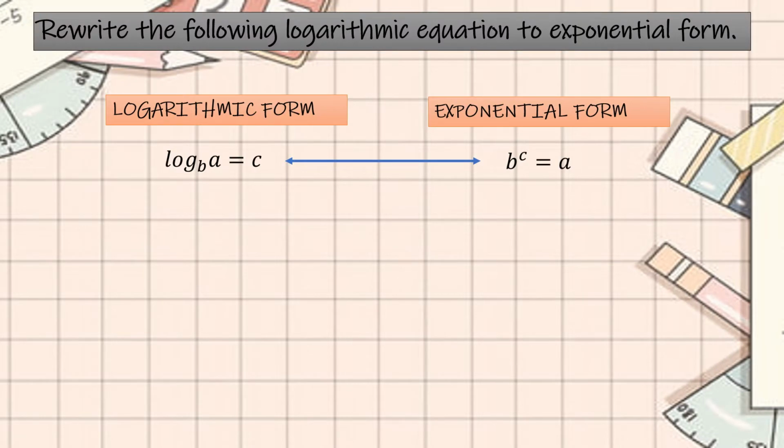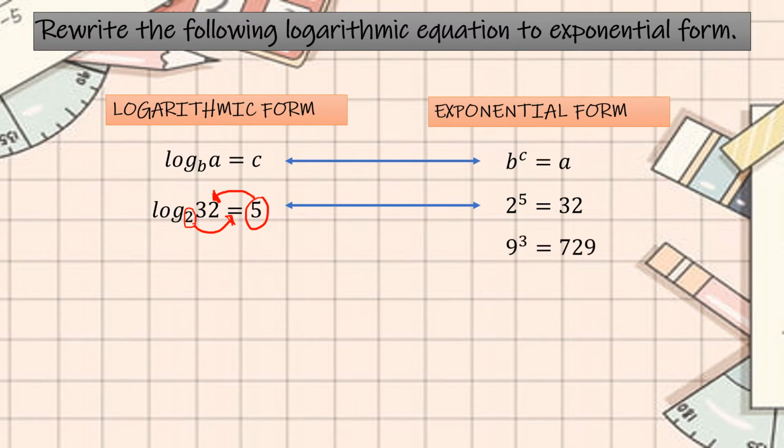Rewrite the following logarithmic equation to exponential form or vice versa. Okay, so example 1, logarithm of 32 with the base of 2 equals 5. So ang base natin ay si 2, then ang exponent ay si 5, then equal kay 32. So kung isusulat natin to as exponential form, we have 2 raised to 5 equals 32.